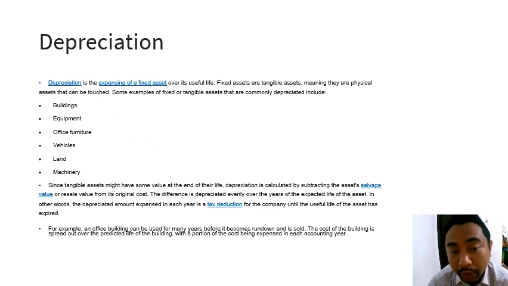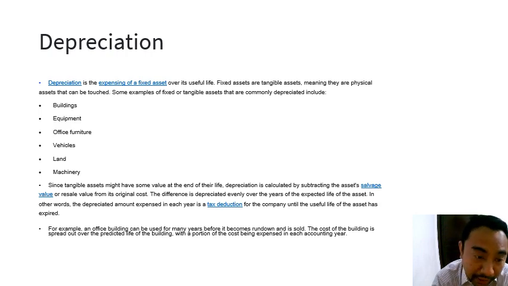Then I will also dig deeper into depreciation. Depreciation is the expensing of a fixed asset over its useful life. Fixed assets are tangible assets. So, before, we talked about intangible assets, where the method to calculate the expensing is amortization. Now, the difference with depreciation is that it is applied to fixed assets that are tangible, meaning they are physical assets that can be touched, that can be felt, that can be seen.